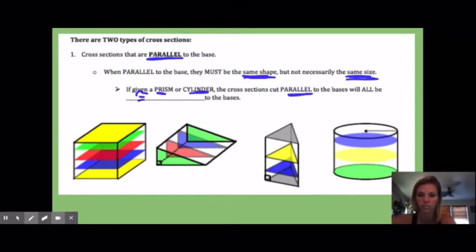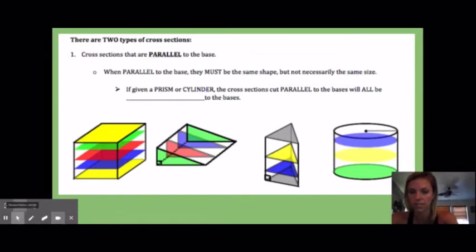The first one's like a square prism. The second one is a triangular prism, and then even a cylinder. You can see all of those cross sections are congruent because for a cylinder and a prism, the top and bottoms are congruent, so it stays the same all the way through. So if I cut parallel, all of those inside shapes will be exactly the same shape and the same size.